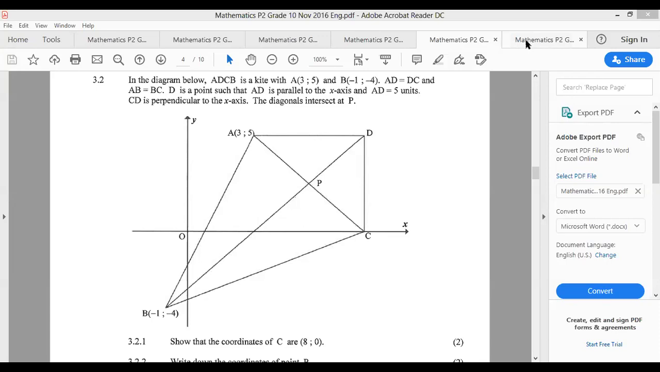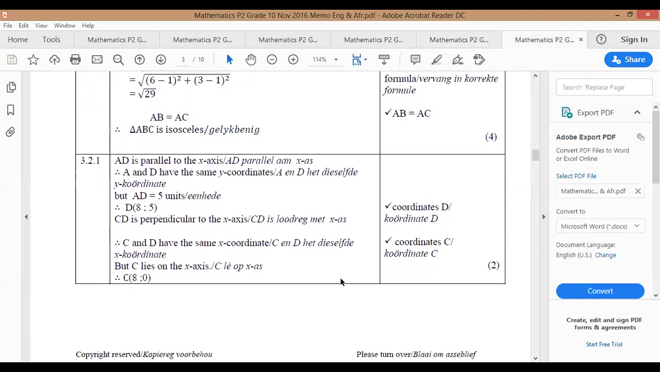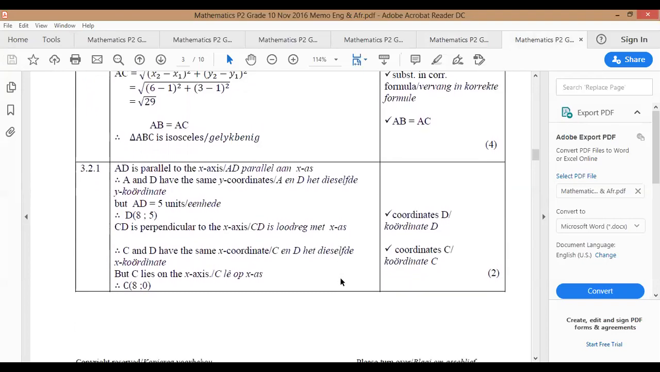Now, if you look at your solution here, it says to you, AD is parallel to the x-axis. They've told us that, right? Therefore, A and D have the same y coordinates, right? But AD is equal to 5 units. That was given. So the coordinates of D are (8, 5). Therefore, CD is perpendicular to the x-axis, right? Therefore, C and D have the same x coordinates, right?